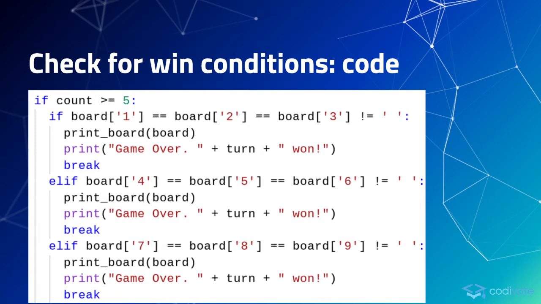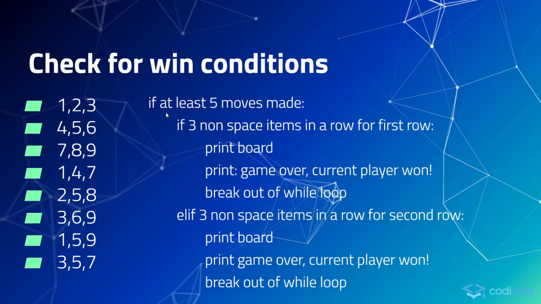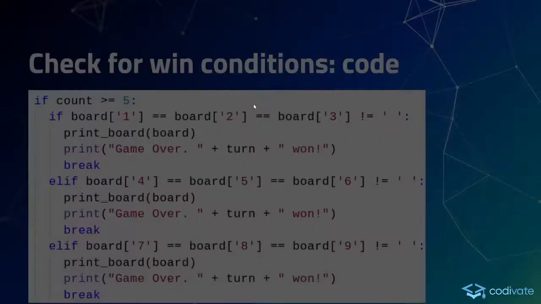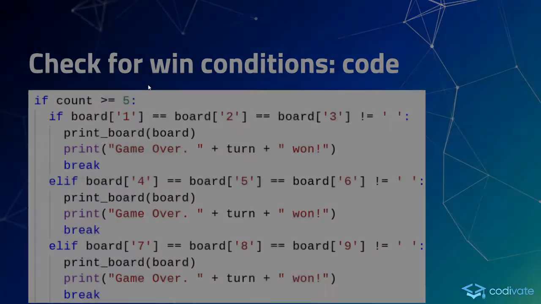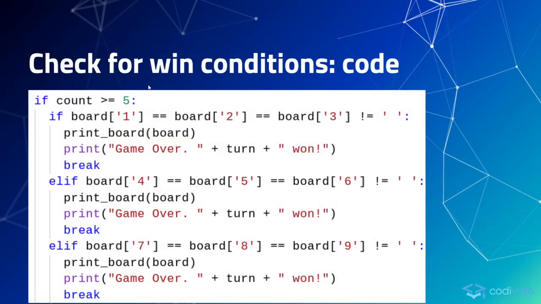Our first step is to write: if count is greater than or equal to 5. As you may remember, the first part of our pseudocode was if at least 5 moves made, and in order to track how many moves have been made, we created a variable called count. You can call it anything you want. You can call it move_count if you think that helps you remember that it tracks moves a bit better. But in our case, we just called it count, and we're checking if the count is greater than or equal to 5. That's checking if at least 5 moves have been made.